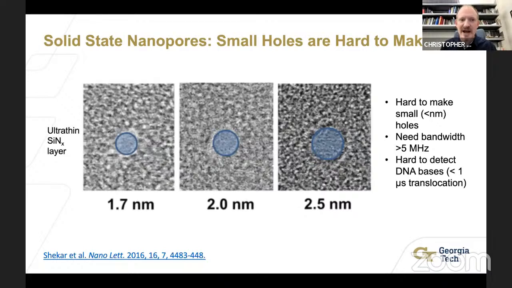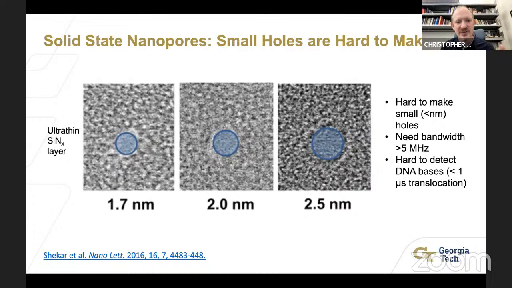Now, there are some challenges with solid-state nanopores. They're really hard to make right now. There are some new techniques that are making it easier to make relatively small nanopores. But one of the big challenges when you make a small nanopore, when you're monitoring the current, is that the DNA or some other molecule zips through it extremely fast. So this drives you to need extremely high bandwidth, like 5 or 10 megahertz.